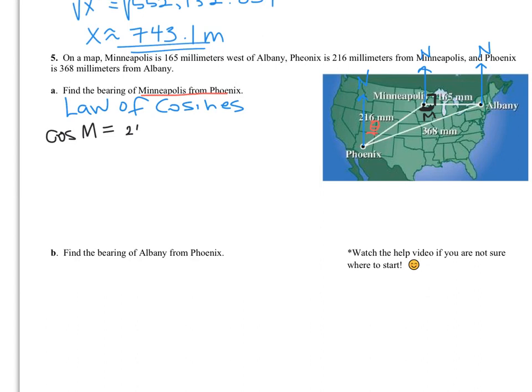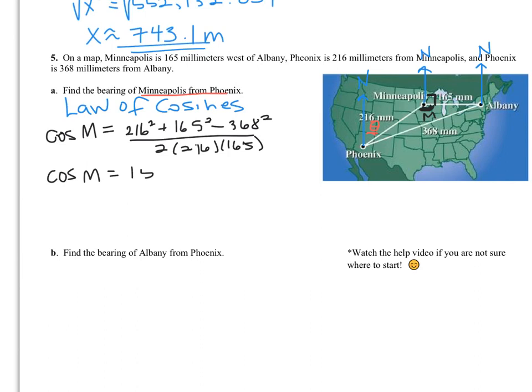That means I'm going to do 216 squared plus 165 squared. I was way off. Minus this segment straight across, 368 squared. All divided by 2 times 216 times 165. That would give us cosine M equals, in the numerator, it's pretty big. Sorry, I was looking at the wrong part of the picture.